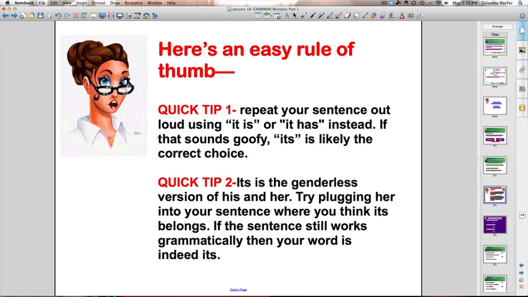Okay. Here's an easy rule of thumb. Quick tip number 1. Repeat your sentence out loud using it is or it has instead. If that sounds goofy, it is likely the correct choice, meaning the other form. Quick tip number 2. Its is the genderless version of his or her. Try plugging her into your sentence where you think it belongs. If the sentence still works grammatically, then your word indeed is its. Pause the video until everyone has written down these 2 quick tips.